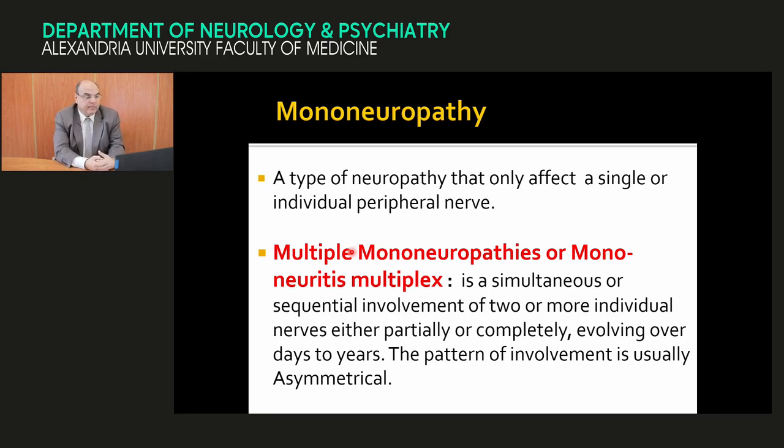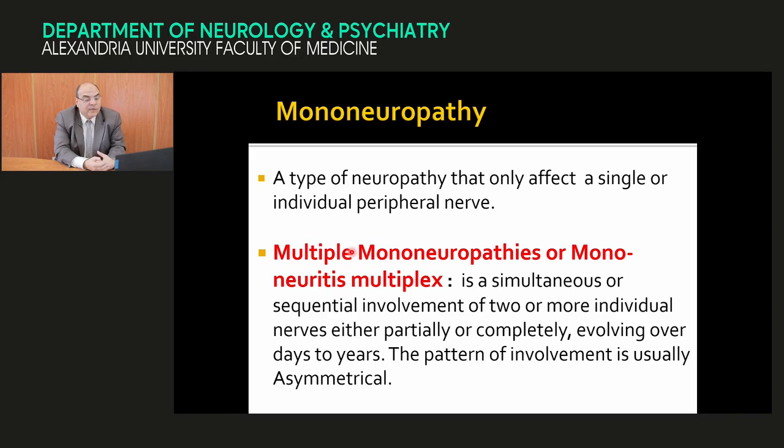On the other hand, if you are confronted with two or more individual nerves, for example, the ulnar nerve on the right side and left side, or the ulnar nerve on the right side and the common peroneal nerve on the left side or on the same side, this is what we call multiple mononeuropathies or mononeuritis multiplex. So it can be defined as a simultaneous or sequential involvement of two or more individual nerves, partially or completely, evolving over a period of days or years.